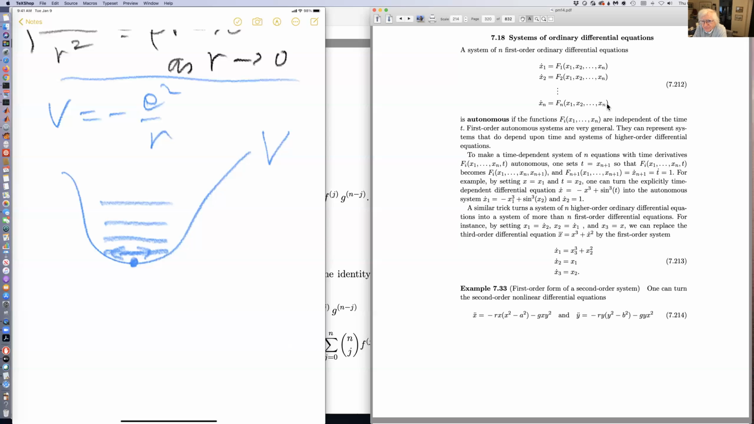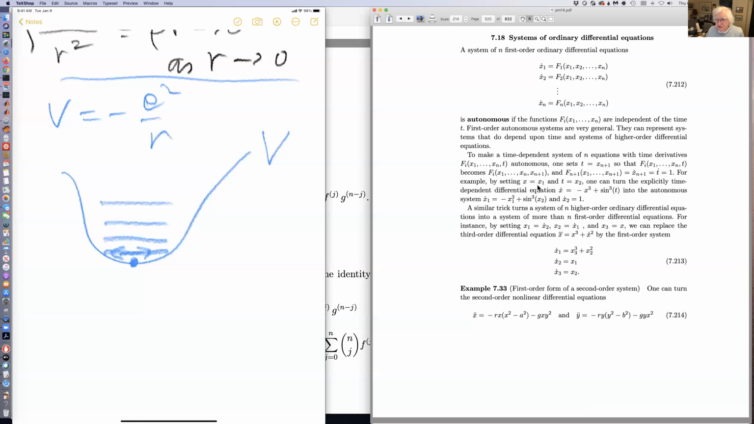So what do we have? Let's suppose we want to make a time-dependent system of n equations. Now the functions f have a t in them explicitly. What do we do to write that in this autonomous form? Well, we just call t xn plus 1. And so then this becomes f of x1 through xn plus 1, and so forth. But now what about xn plus 1? Well, xn plus 1 dot is the time derivative of xn plus 1, but xn plus 1 is t. The time derivative of t is 1. So this becomes very, very simple.